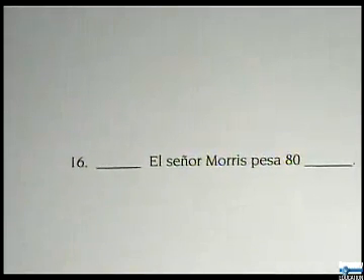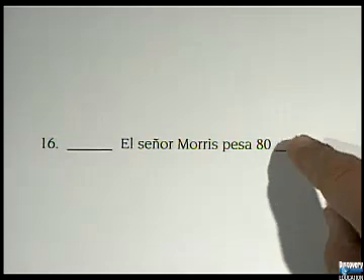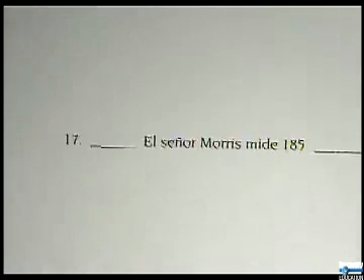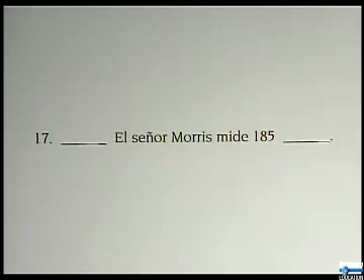On number 16, el señor Morris pesa 80 what? Choose the proper measurement, write the letter of your response next to number 16. Let's look now at number 17. El señor Morris mide 185 ¿qué? Choose your response from the key. Write the letter of your response next to number 17.